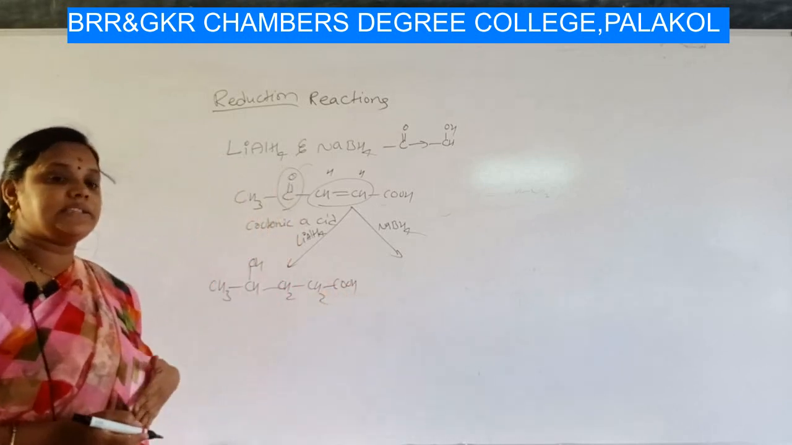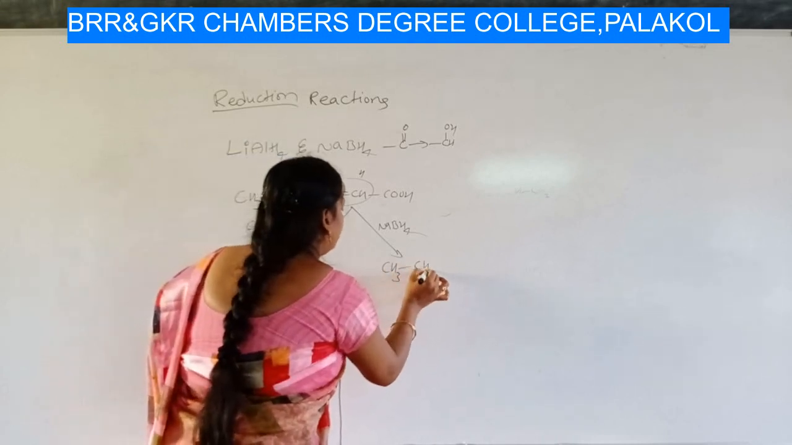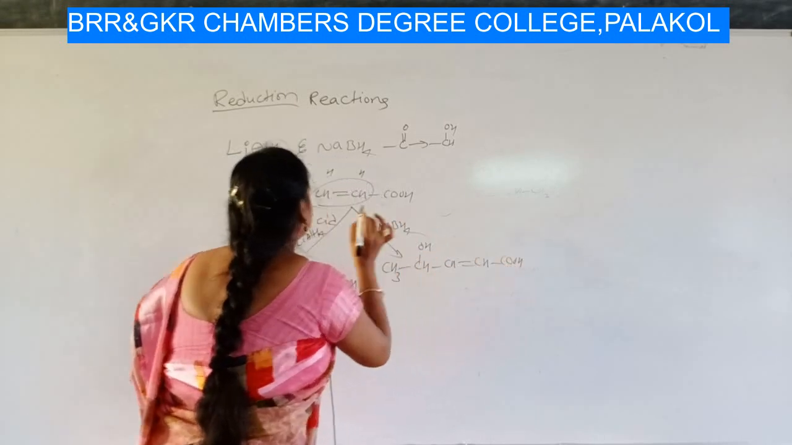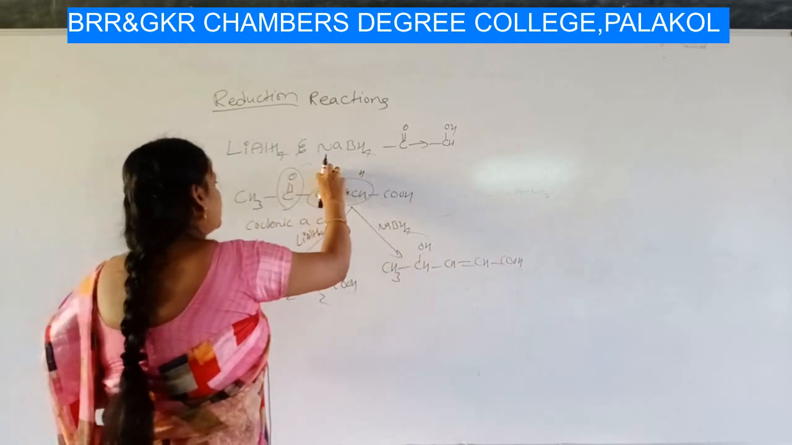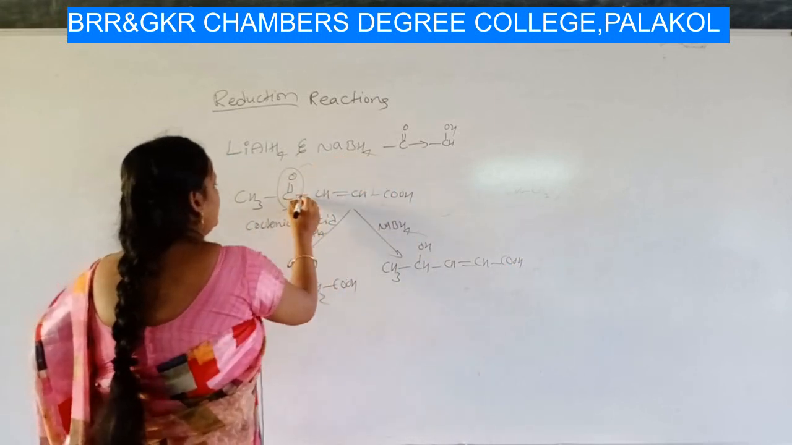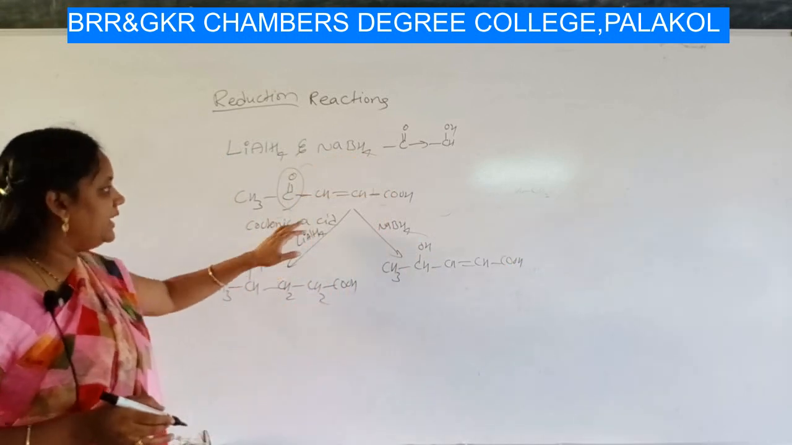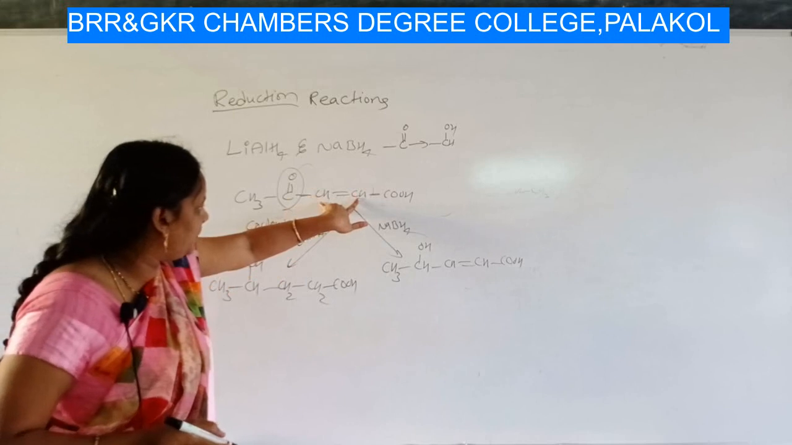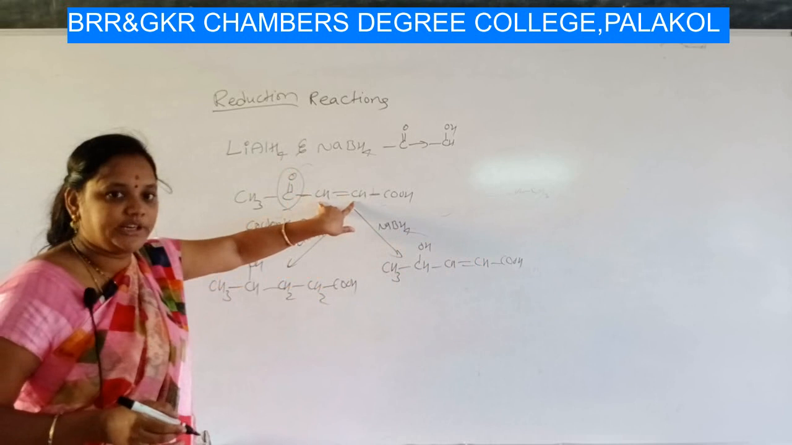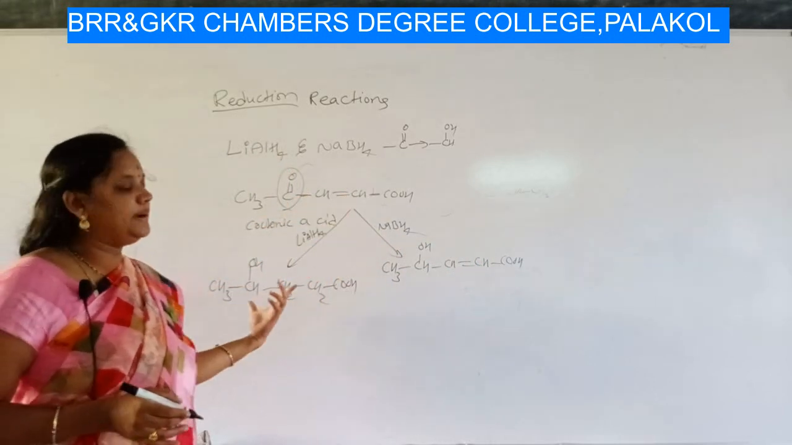What happens in the case of sodium borohydride? CH3, CHOH, CH double bond CH, COOH. In the case of sodium borohydride, this group is not reduced. The unsaturated group is not reduced because it is not strong when compared to lithium aluminum hydride. Here the unsaturated group is the same in the product also, whereas here the unsaturated group is also reduced in the product. We will get two different products.